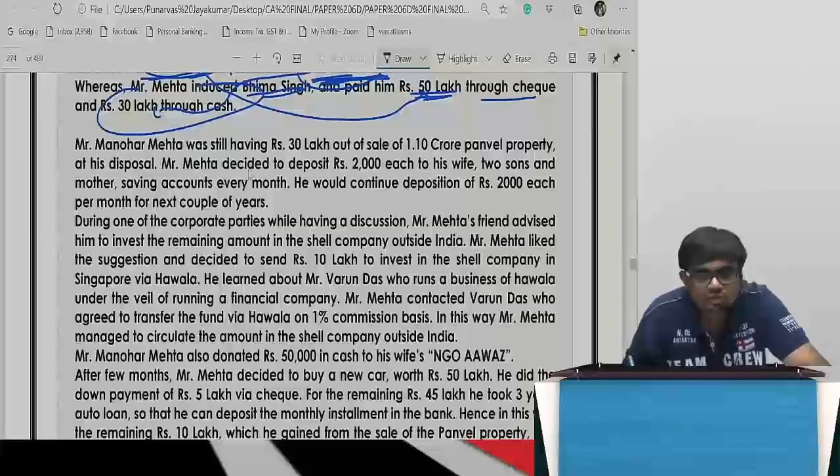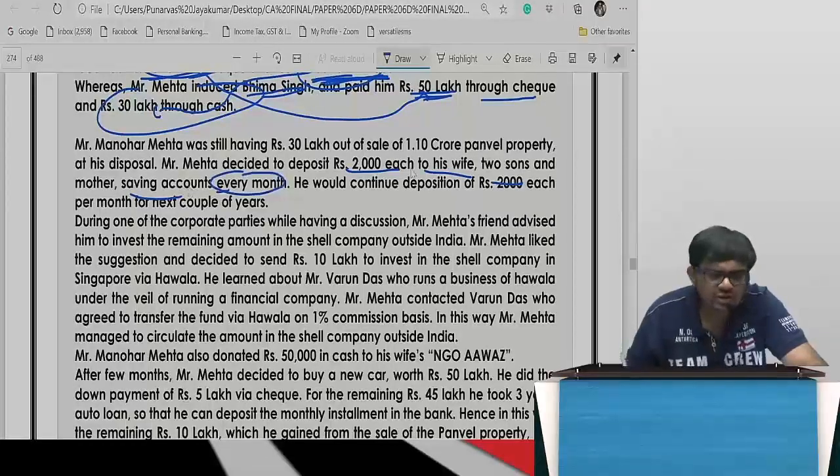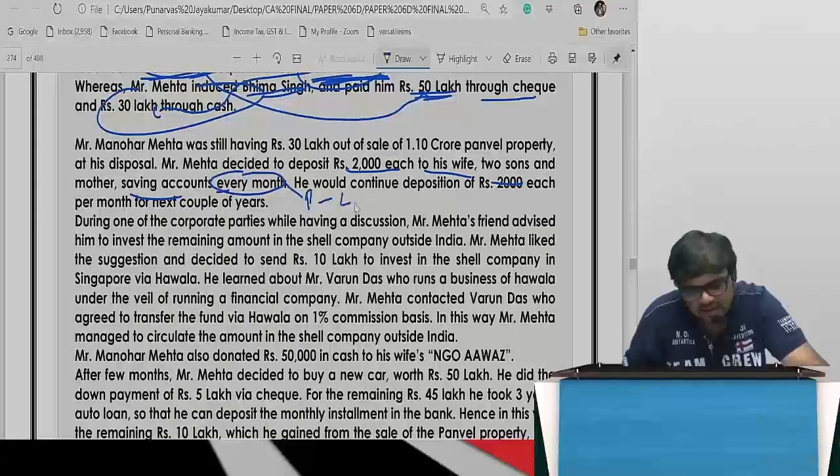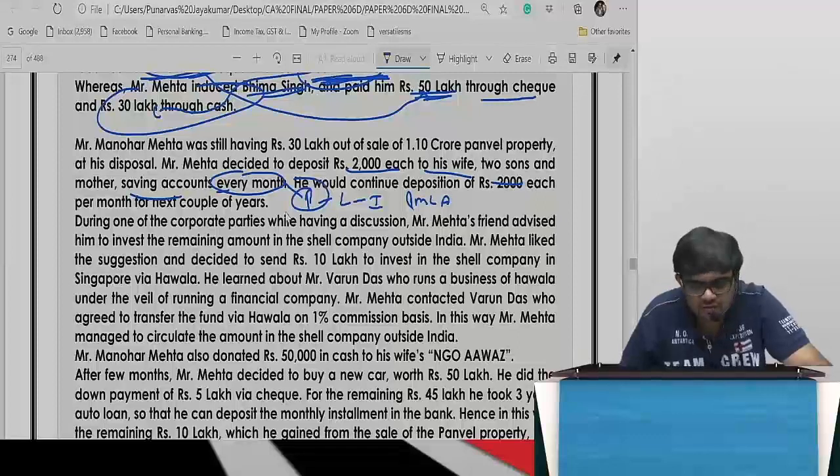He decided to deposit 2,000 each to his wife, 2 sons and mother every month. This is called what? Placement, layering, integration. This is nothing but placement, placing 2,000 like that in various accounts.